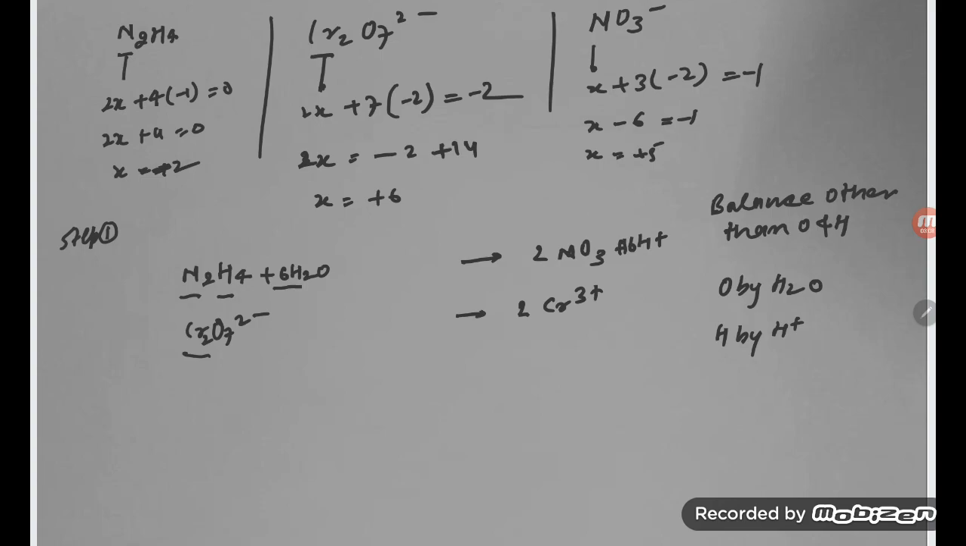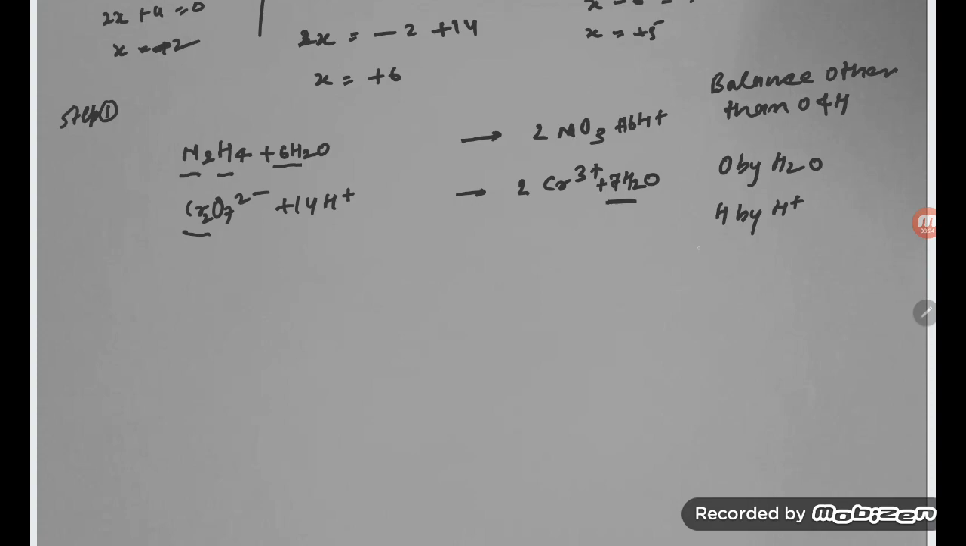So hydrogen and oxygen both are balanced. In the second equation 7 oxygens are there, so simply I added 7 H2O. Now hydrogen, you count 7 times 2, that is 14, so here I wrote 14H plus, right?